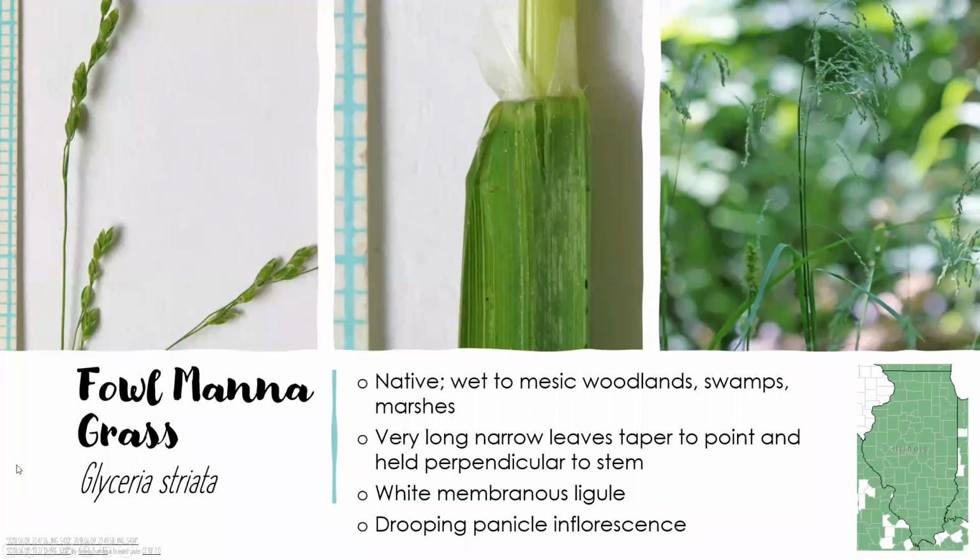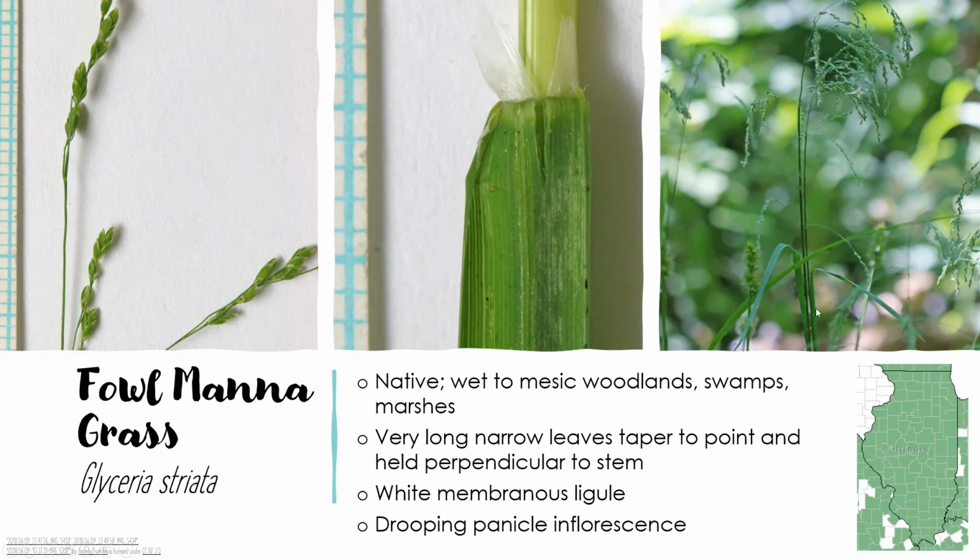Okay, so our next grass is fowl manna grass or Glyceria striata. And this is one of the ones that I was not able to find and snap pictures of myself. But this native grass is found in wetter habitats and in every county in Illinois. So I was a little surprised I wasn't able to track it down. But it has very long, narrow leaves that are going to taper to a point, and they're held perpendicular to the stem.